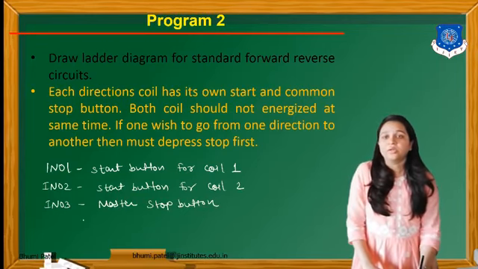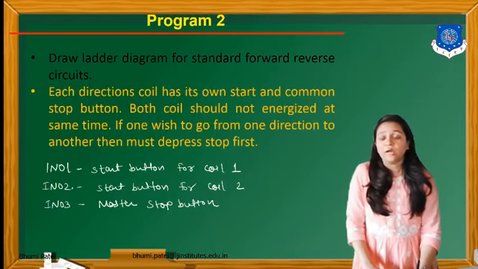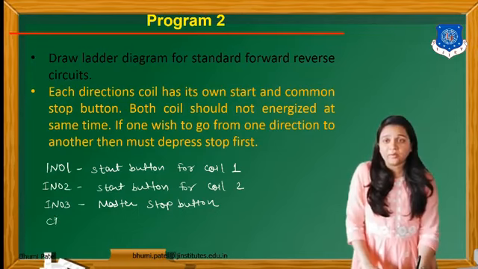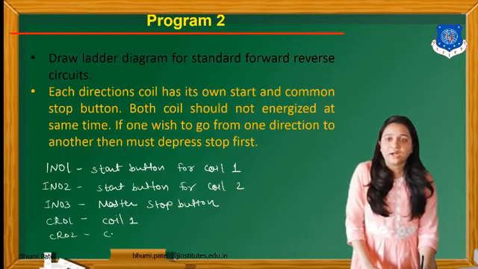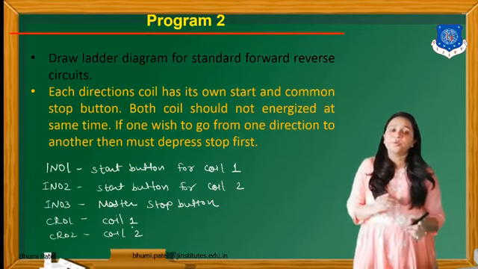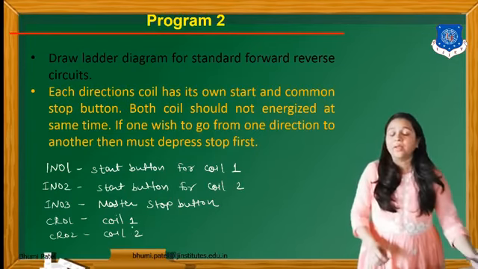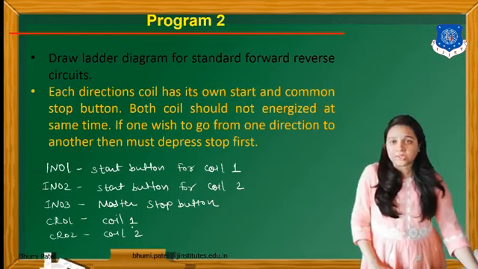Okay. Now the next condition is both coils should not energize at the same time. So now next we have to take the output. CR01 is the output for coil 1 and CR02 is the output for coil number 2. Okay, so these are my inputs and outputs for this program. Now next we have to draw the logic.